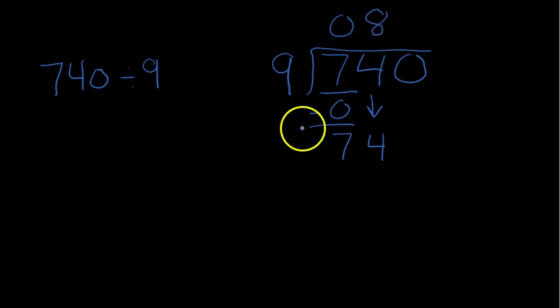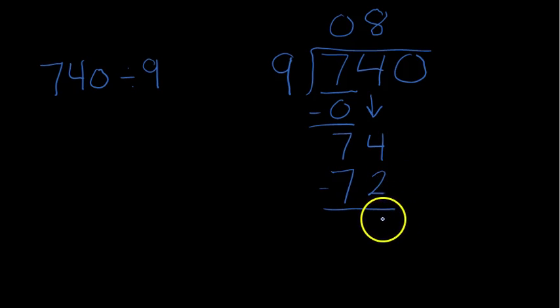And then I multiply my partial quotient times my divisor. 8 times 9 equals 72. The whole reason I do this is partially to check my math, but also to figure out how many parts I still have left to divide. So 74 minus 72 is 2. And then again, I bring down this number.